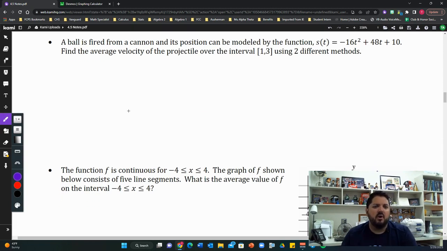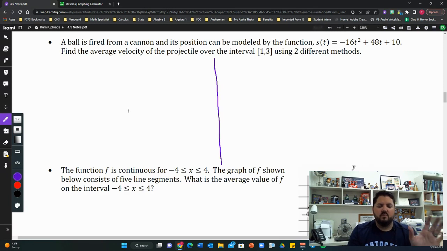So this says a ball is fired from a cannon, and its position can be modeled by the function s of t equals negative 16t squared plus 48t plus 10. We want to find the average velocity of the projectile over the interval 1 to 3 using two different methods. So there are two different ways for this particular problem. One uses differential calculus, one uses integral calculus.